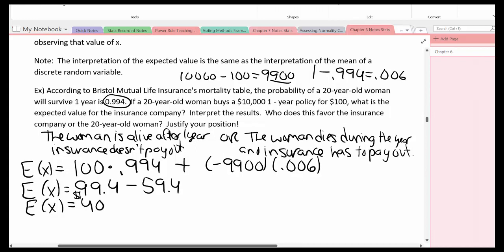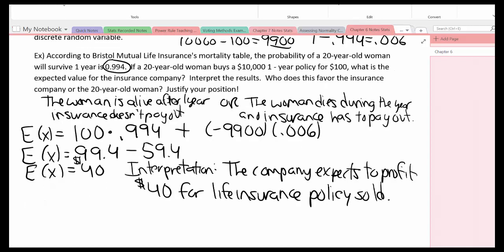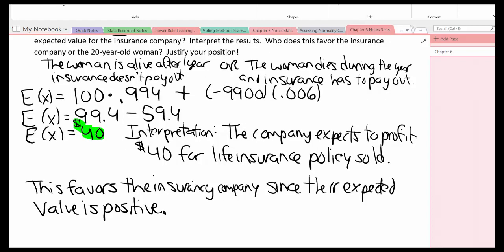So let me write out the interpretation of what this means in the context of the problem now. So the company expects to profit $40 for each life insurance policy sold. So that's not the total profit, that's per insurance policy sold. So if they sell 2 of them, it's 40 times 2, that's 80. If they sell 10, they would expect to profit 40 times 10, which is $400. So who benefits here? Well, clearly the insurance company benefits because their expected value, as we just figured out, is positive. So this favors the insurance company since their expected value is positive.